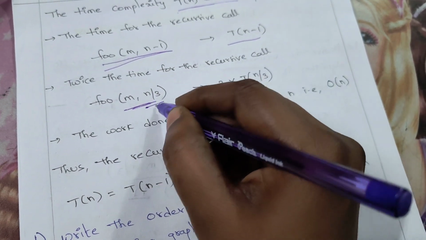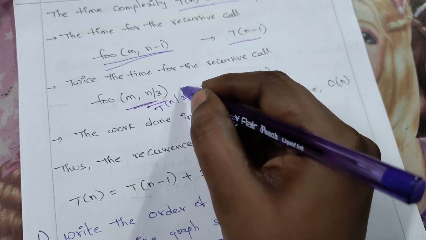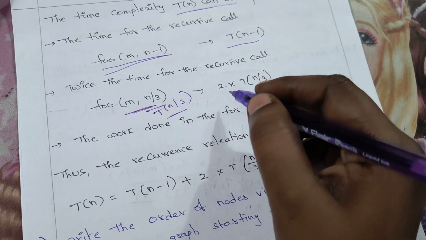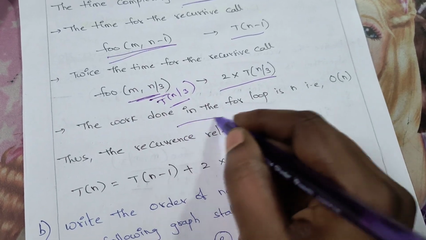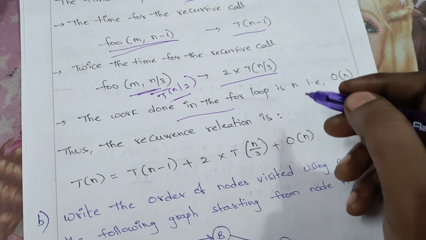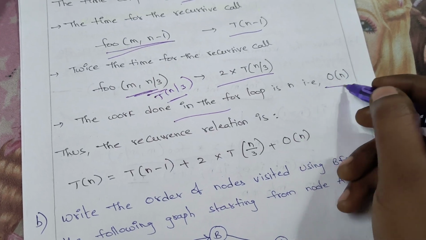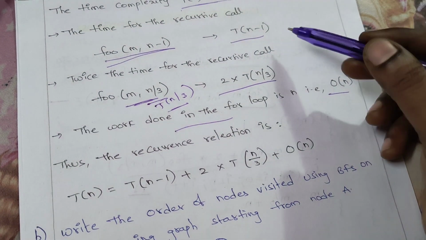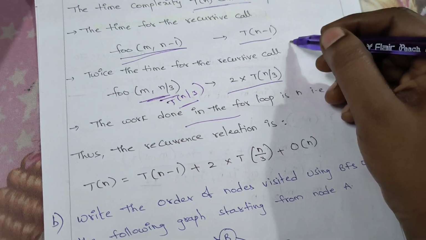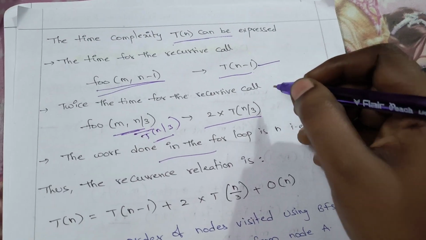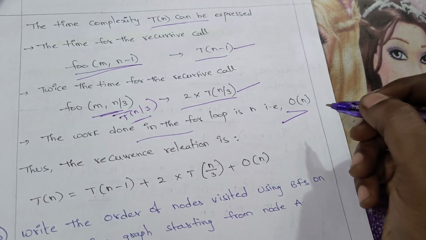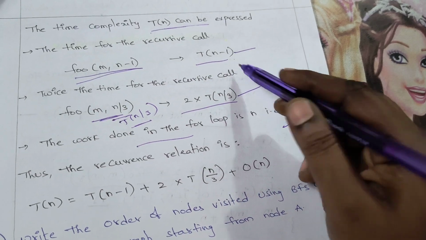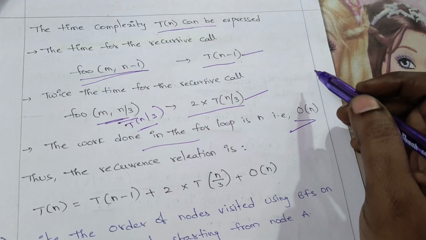T of n by 3, but it is multiplied by 2, so it is 2 into T of n by 3. Now the work done in the for loop is also part of the n greater than 1 recursive case. So that is big O of n. Now add these three. T of n minus 1 has to be added. 2 into T of n by 3 has to be added. Big O of n has to be added. If you add these three, that is the total time complexity.